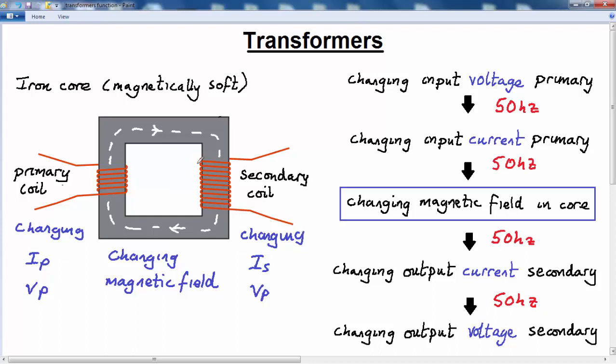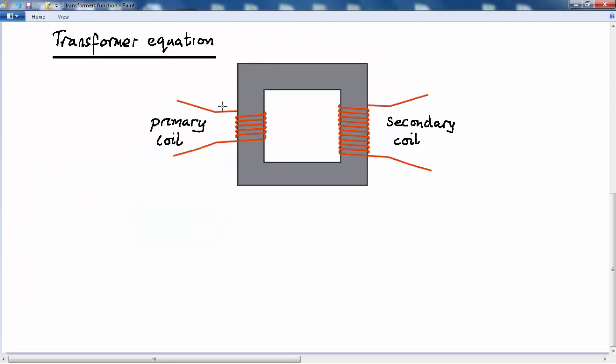Okay, so let's just think about the transformer equations. That's to say how the input voltage and the output voltage are related to the number of turns in the primary and secondary coils. Just labeling the transformer again, we've got the primary and secondary coils, and we've got an input voltage Vp into the primary, and the number of turns in the primary coil is Np. And in the secondary coil we've got an output voltage Vs, voltage secondary, and the number of turns in the secondary coil is given by Ns.